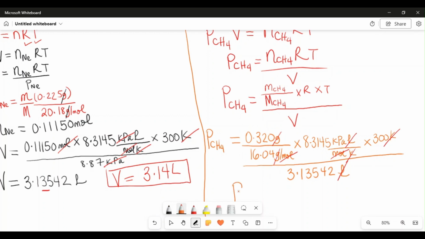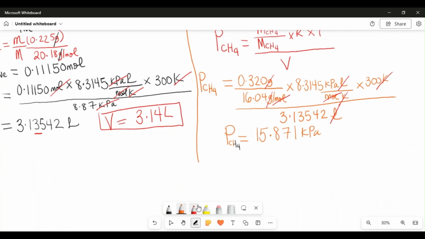So when you do this, the pressure of CH4 is 15.871 kilopascal, and the three sig figs of this is simply what goes here. So the pressure of methane gas is going to be 15.9 kilopascal. So we've gotten the pressure of methane gas.